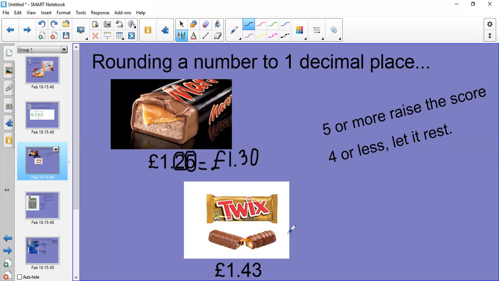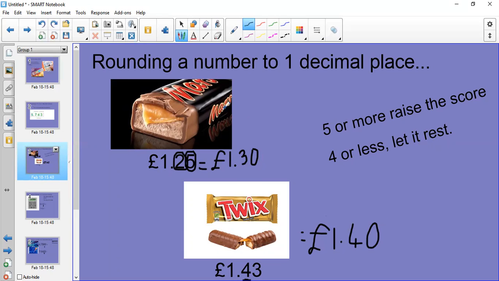Let's look at this example here. Our Twix is £1.43, and we want to round that to 1 decimal place. So I need to look at my 4. This is either going to stay the same or is going to be rounded up by 1, depending on this number here. It is 4 or less, so I know that this number must stay the same, because 4 or less, let it rest. So the answer, £1.43 to 1 decimal place, is £1.40. And £1.43 is closer to £1.40.